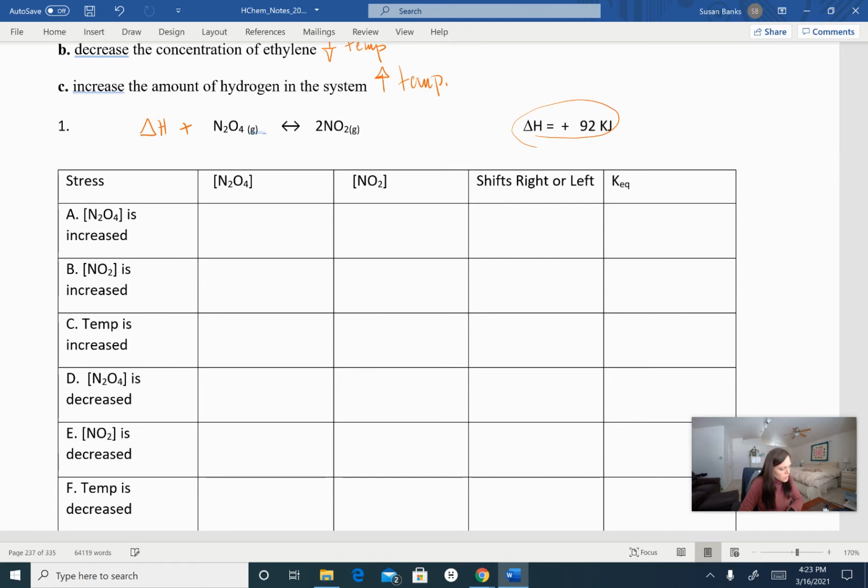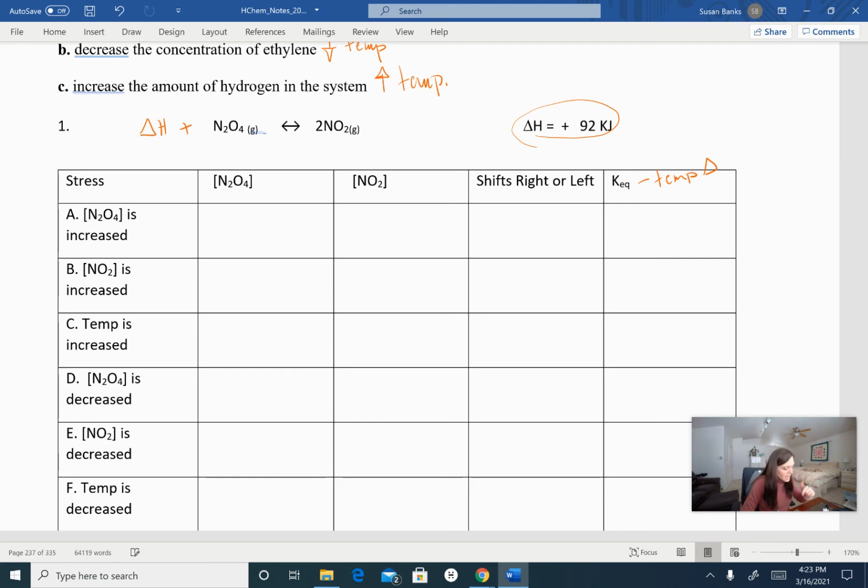Okay, so we're going to go through each of these stresses and we're going to see what it does to the concentrations of each of these things. And we are going to see if the equilibrium shifts right or left and see if it changes our equilibrium constant. Now remember, the only thing that changes equilibrium constants is the temperature change. Okay, that's the only thing that changes those constants.